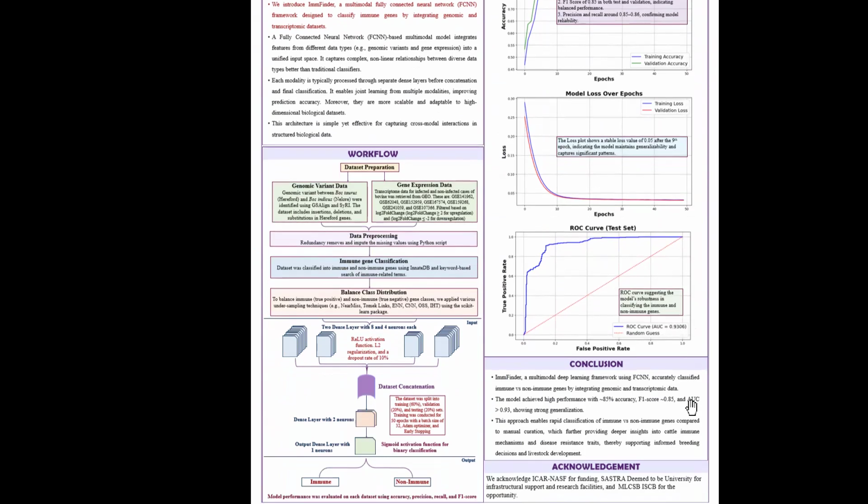This model is particularly helpful to researchers who are working on understanding the cattle immune mechanism. If they have a long list of genes with genomic variant or gene expression information, our model helps to quickly identify the immune genes from non-immune genes. This further helps their downstream processes, like identifying their role and their link to disease resistance traits, and it supports breeding decisions and livestock development.